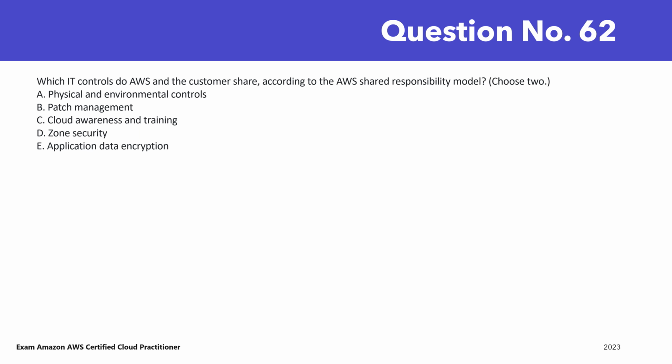Which IT controls do AWS and the customer share according to the AWS Shared Responsibility Model? Choose 2. A. Physical and environmental controls. B. Patch management. C. Cloud awareness and training. D. Zone security. E. Application data encryption. Correct answer, B and C.